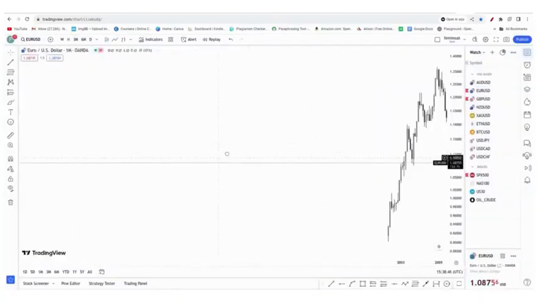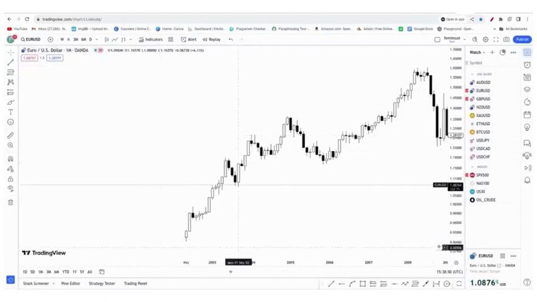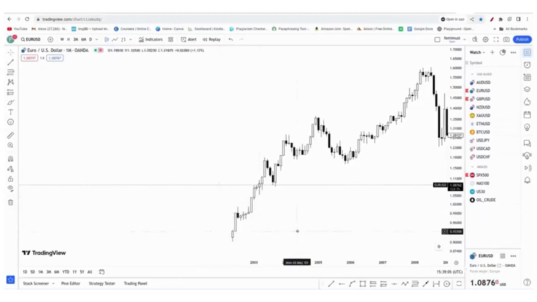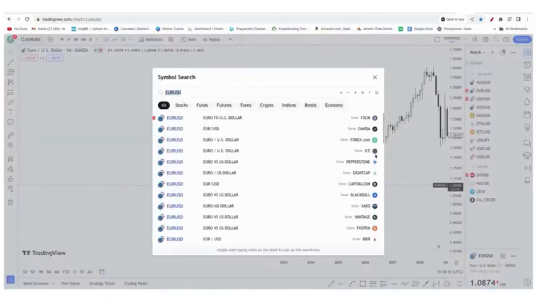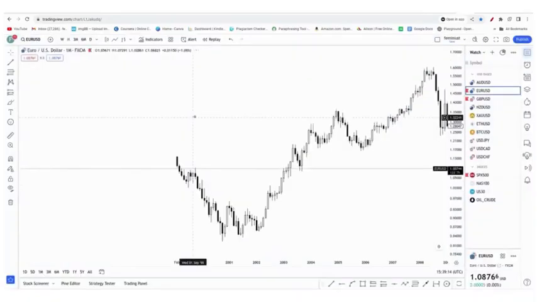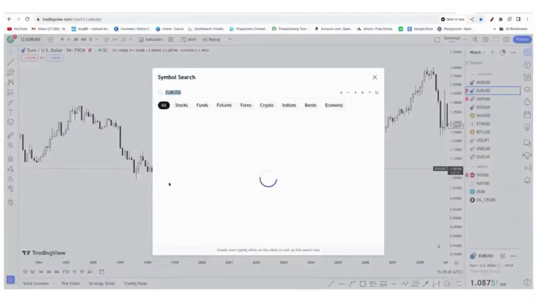For the same chart, the same Euro USD monthly time frame, you can see that this one started later. This is around, let's say, 2002. You can see that the former, the FXCM I showed you, shows more history. So that's why I prefer the FXCM broker for my charting, for my technical analysis on TradingView.